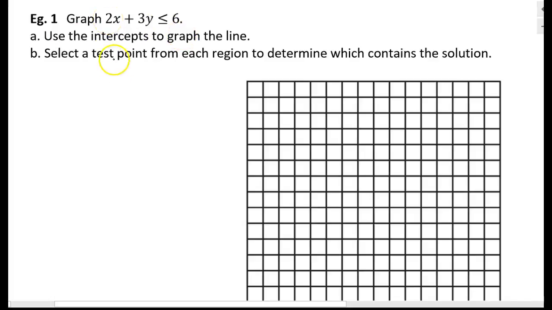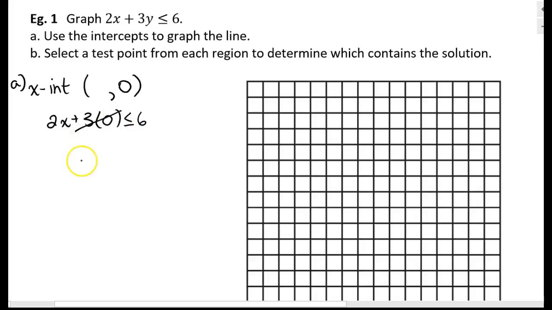If we don't want to isolate y, we can just plug in 0 for x and y and find our x and y, or y and x intercepts. So to solve for my x-intercept, this is for part A, that means that y needs to be 0. So I'm going to plug in 2x plus 3 times 0 is less than or equal to 6. Well, that goes away because anything multiplied by 0 is 0. So we've got 2x is less than or equal to 6. That means that x is less than or equal to 3.